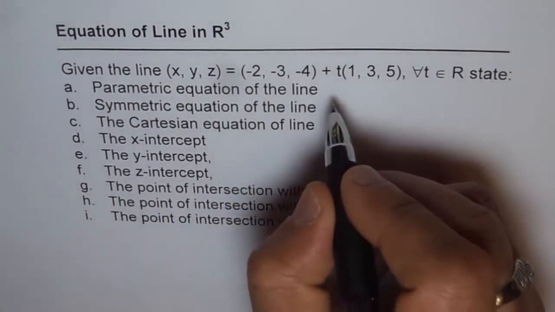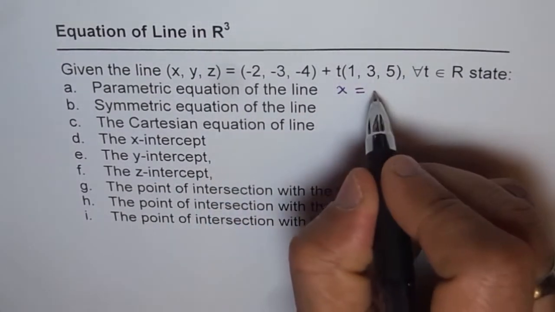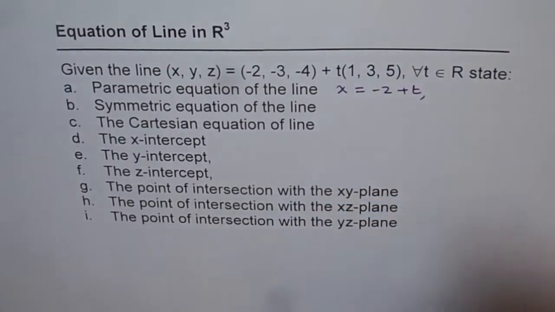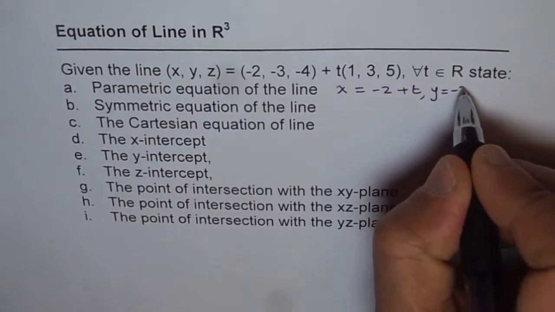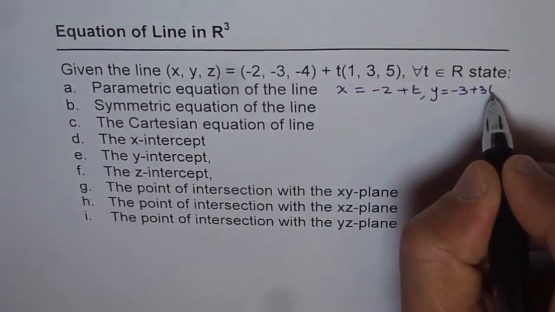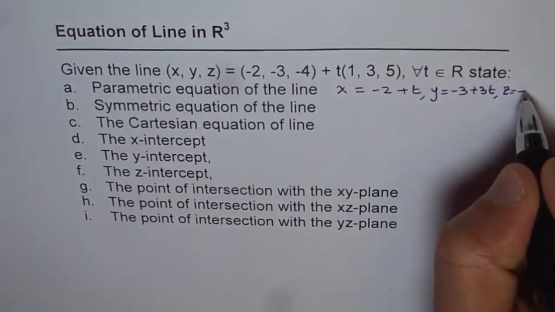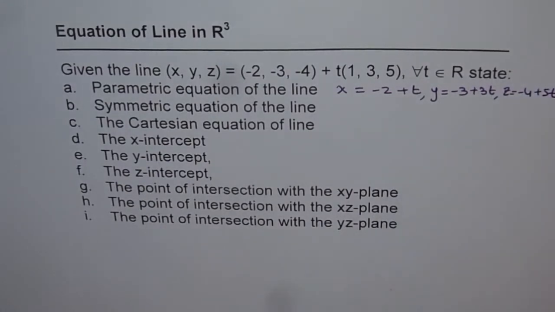So for x we can write x is equals to -2 plus t, right? Well, we can write for y and z also here, y equals to -3 plus 3t, and z equals to -4 plus 5t. So that is how you transform your equation from vector equation to parametric form.